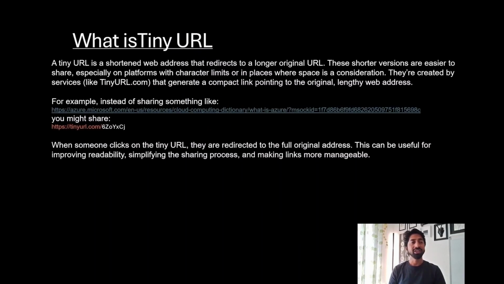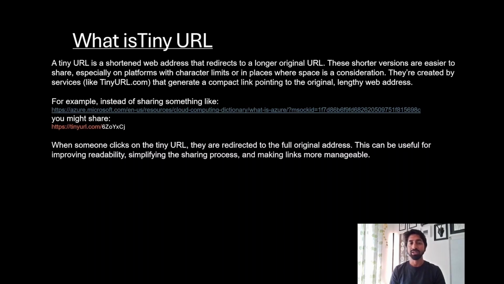What is TinyURL? TinyURL is a shortened web address that redirects to a longer original URL. And where do we use it? On some of the platforms, there is a character limit to share a text. In that case, if you want to share a URL which is lengthy and crossing the character limit allowed on that particular platform, you cannot share the long URL. So in that case, we create the tiny URL and share it across to the users. That's where we use the tiny URL.